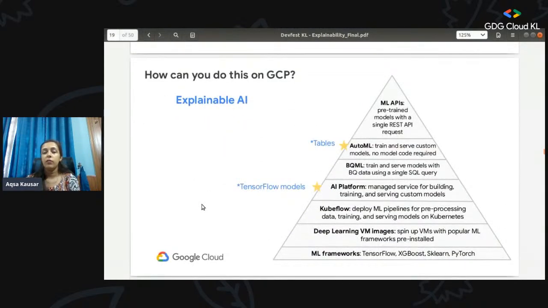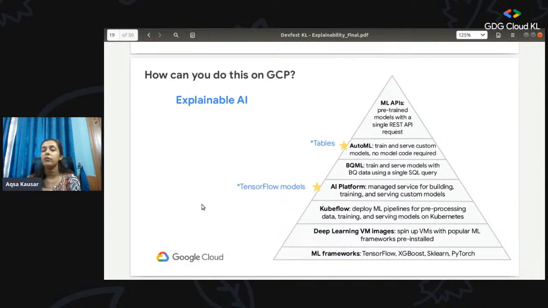So how can you do this on GCP? GCP has a lot of tools, a lot of features. So you have ML APIs, you have AutoML, you have BigQuery, you have AI platform. Currently, explainable AI can be used with AutoML for the tabular data.